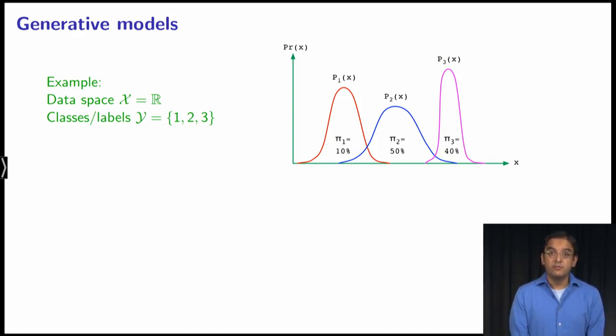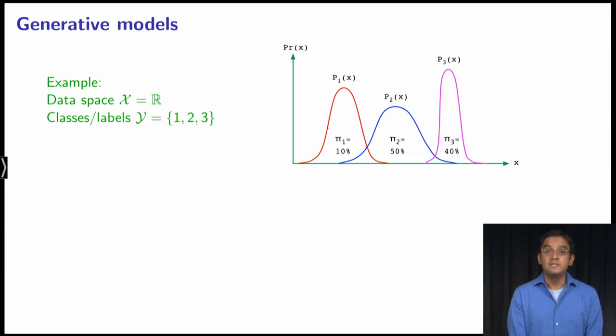In order to fit a generative model, we take our training set, and first we look only at the points whose label is 1, and we fit a probability distribution to them. So maybe, for example, we get this distribution over here, the red one. Let's call that P1 of x, the distribution for label 1. Then we take the training set again and look only at the points whose label is 2, and we fit a probability distribution to those. Maybe that looks like P2 of x over here. And finally, we look at the remaining points, the ones that have label 3, and we fit a probability distribution to that. So that's P3 of x.